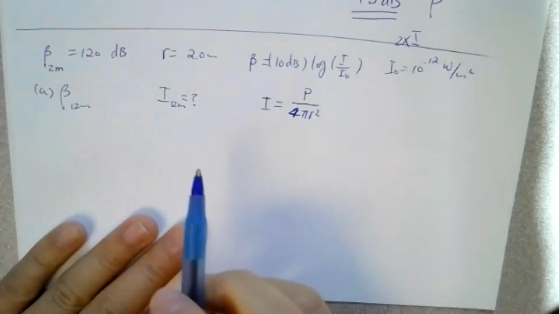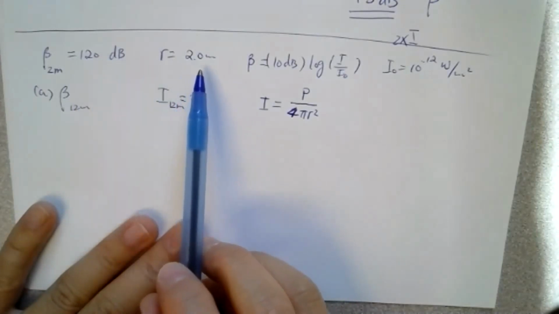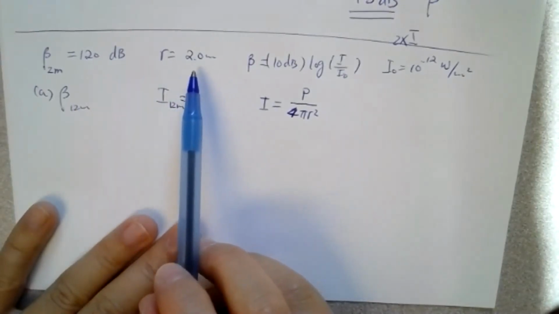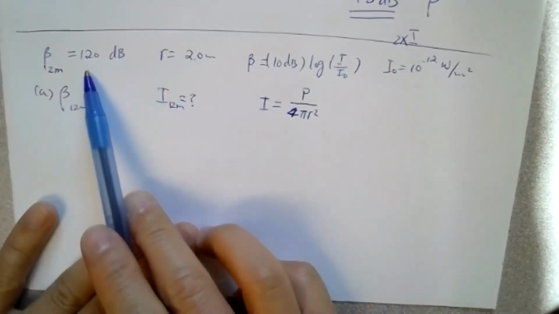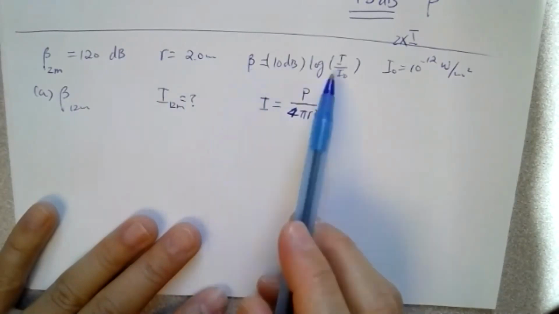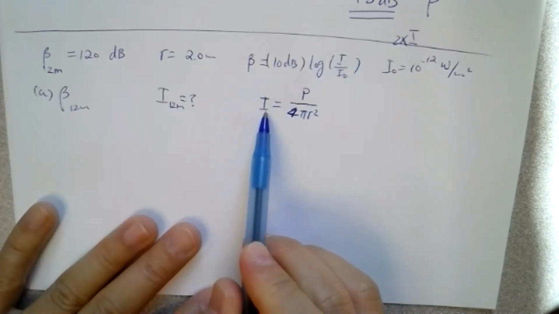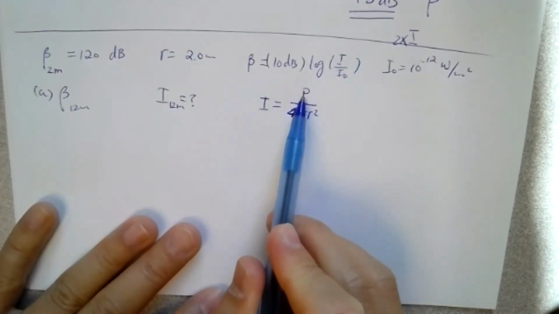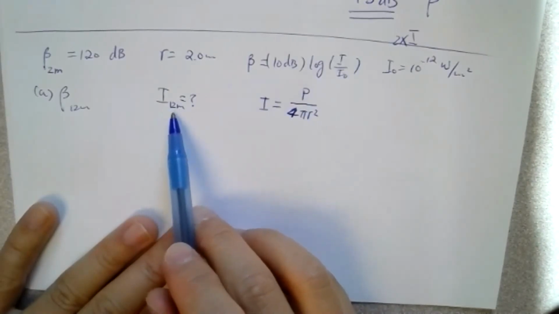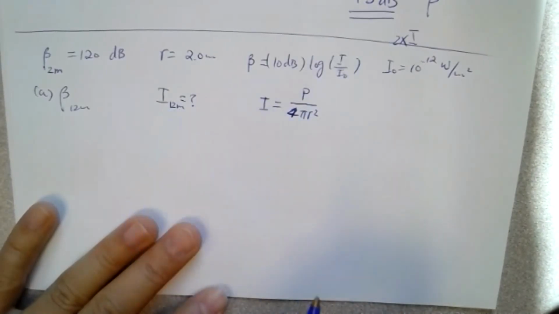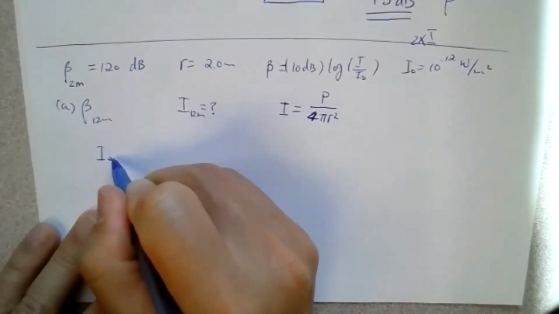So given beta at 2 meters, we can calculate what the intensity at 2 meters would be, because this is 120. If we have I at 2 meters, we can figure out the power. If we know the power, we can calculate the I at 12 meters by using the equation. Okay, so let's do that first. Let's figure out what's I2 first.